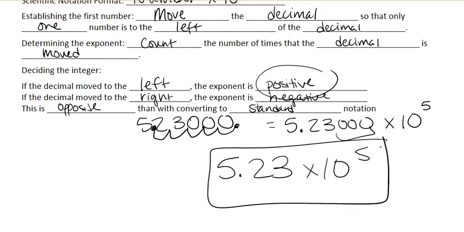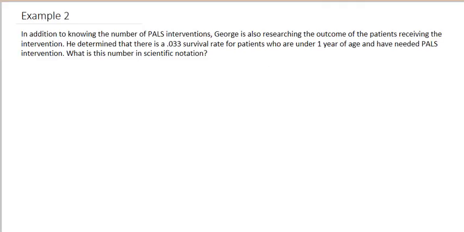Now let's look at another example. In addition to knowing the number of PALS interventions, George is also researching the outcome of the patients receiving the intervention. He determined that there is a 0.033 survival rate for patients who are under 1 year of age and have needed PALS intervention. What is this number in scientific notation?